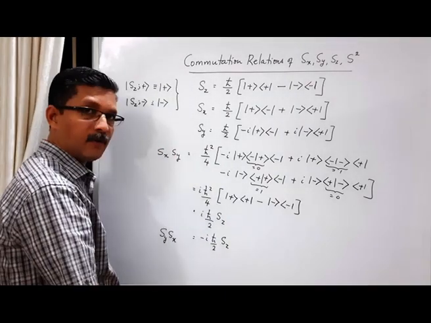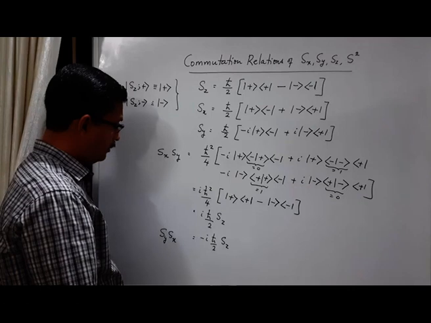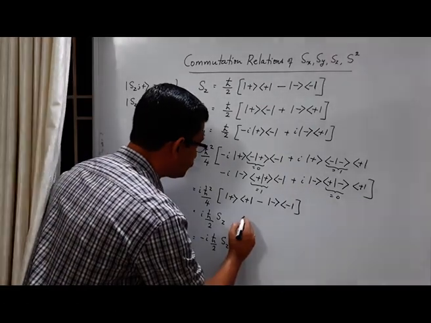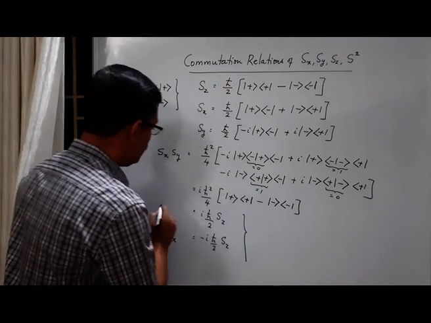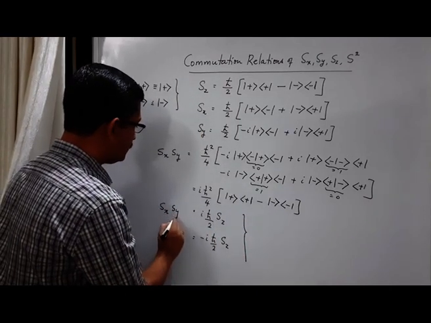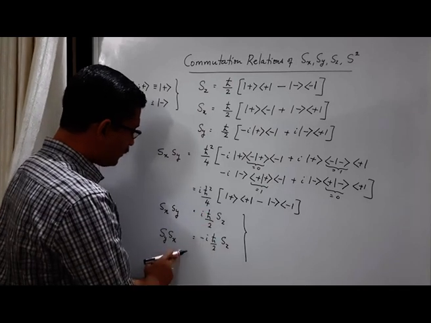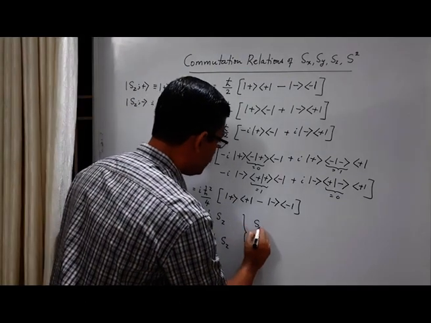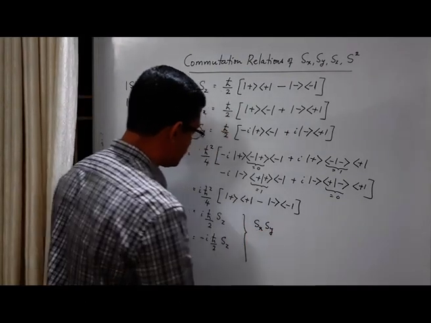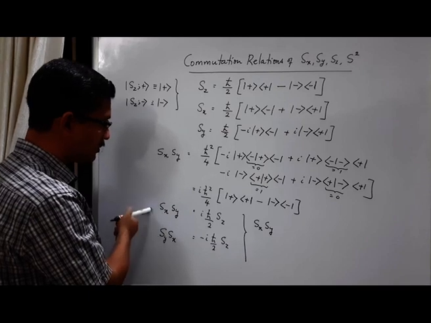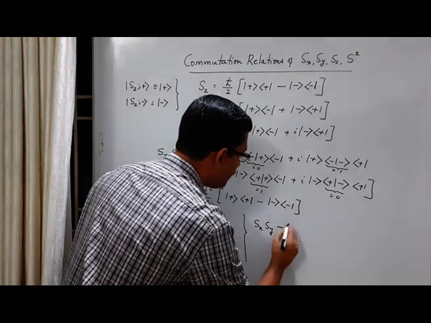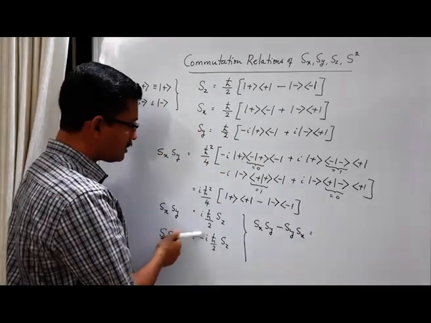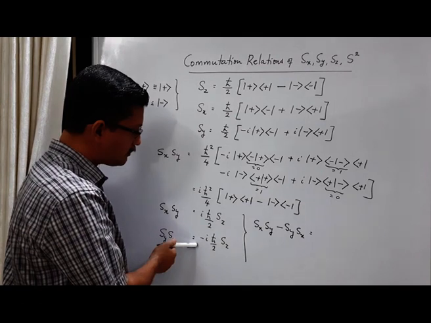So this step you have to prove. Minus iħ/2 Sz. Then from this, we have SxSy is iħ/2 Sz, and SySx is minus iħ/2 Sz. Then from this we can subtract: SxSy minus SySx is equal to iħ/2 Sz minus of this one. So minus and minus will be plus.